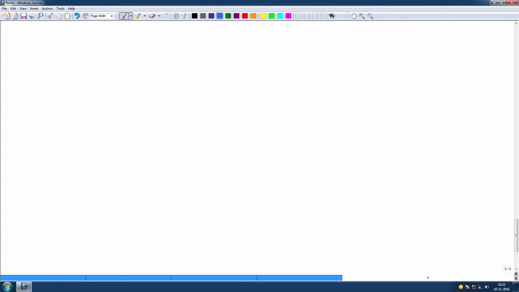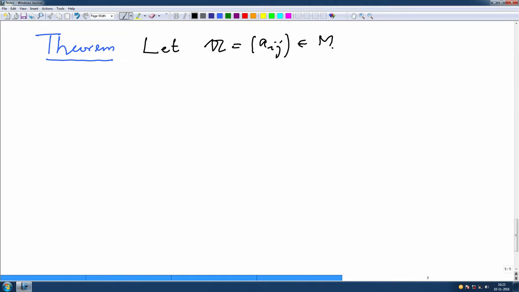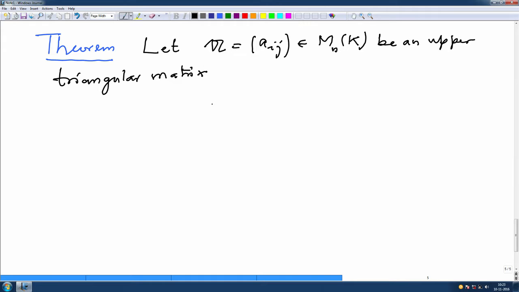Now let us compute the determinant of some special matrices. For example, let me write this as a theorem. Some of these one may feel are obvious, but one needs to prove them formally, and it's very important. So let A be an n cross n matrix (A_ij) be an upper triangular matrix. Upper triangular means that A_ij is 0 for i strictly bigger than j, with i, j at least 1. That means when the row number is bigger than the column number, the entries are 0.